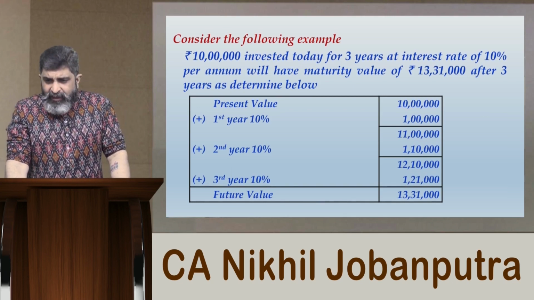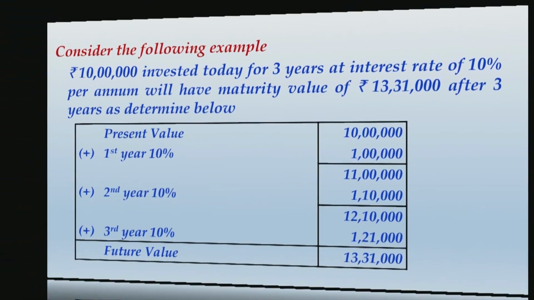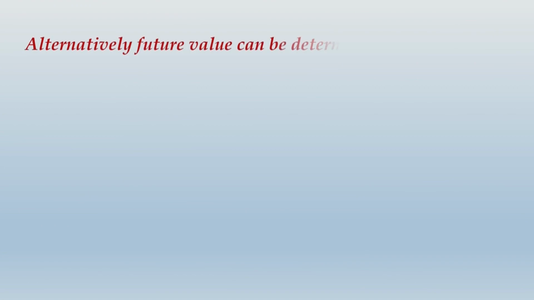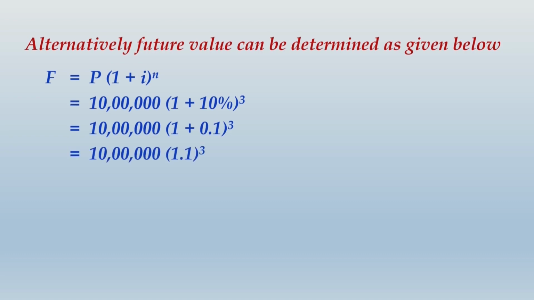That cumulative amount of maturity is the future value, and the amount that you have invested today is the present value. So let us do one thing, let us even write up that whole matter. So let us move ahead from here and write up that calculation as well. Alternatively, future value can be determined as given below. F equals to P into 1 plus I raised to N, that will be 10 lakhs into 1 plus 10% raised to 3, or 10 lakhs into 1 plus 0.1 raised to 3, or 10 lakhs into 1.1 raised to 3. So first of all, 1.1 raised to 3 you can calculate on your calculator, and that comes to 1.331.